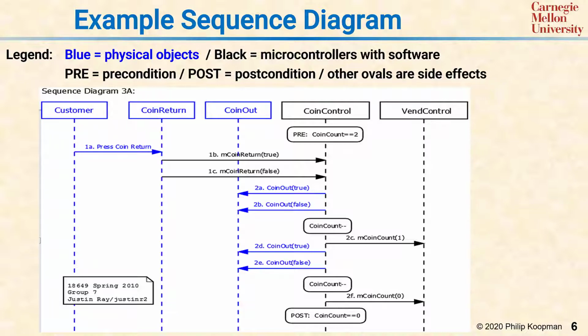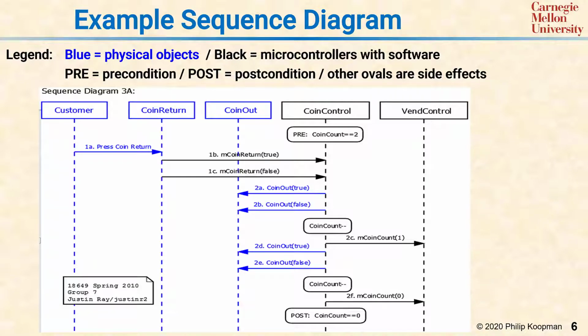This sequence diagram is only eligible to execute with the precondition that the coin control controller thinks that there are 2 coins already in the soda machine. Nothing happens until the customer on arc 1A presses coin return. Therefore, for this sequence diagram to trigger, the preconditions have to be true and the first arc has to occur, which is pressing the coin return.